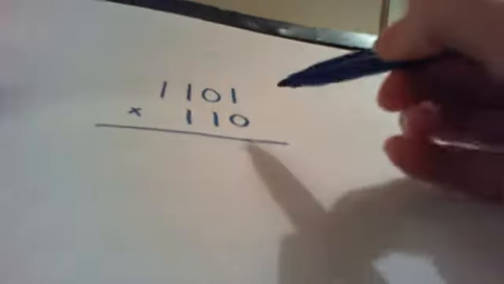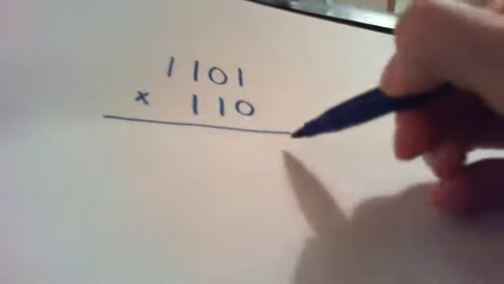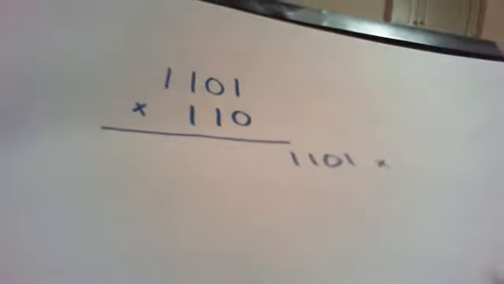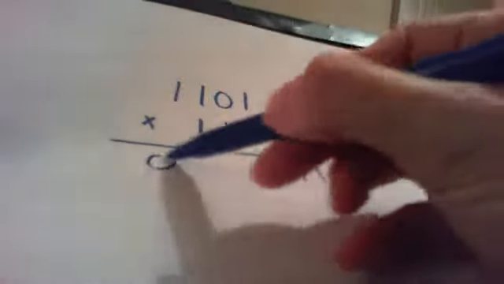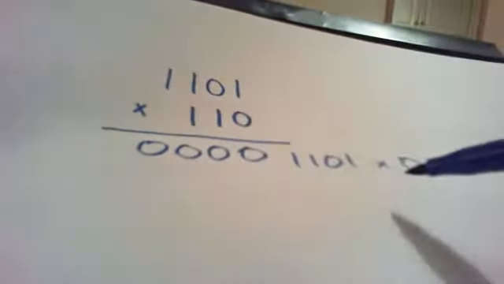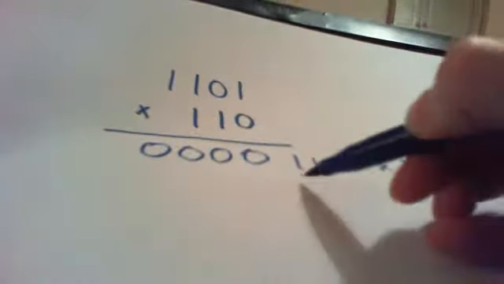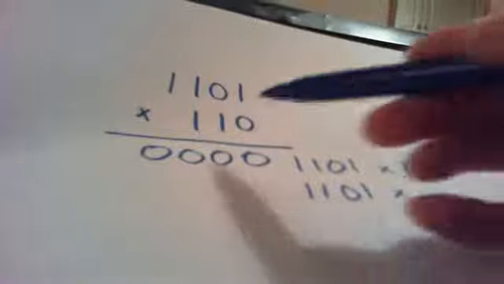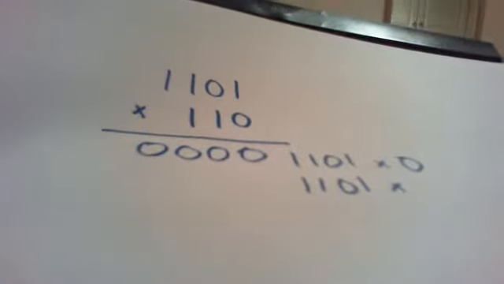Let's try another example. Okay. 1, 1, 0, 1 times 1, 1, 0. This number, 1, 1, 0, 1 times by 0. That's nice and easy. It's nothing. 1, 1, 0, 1 times 2.